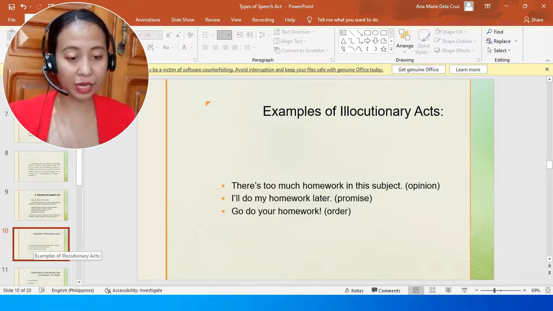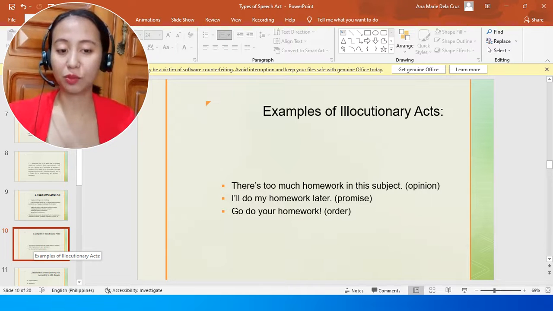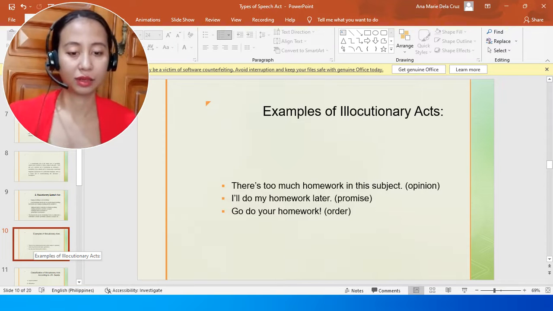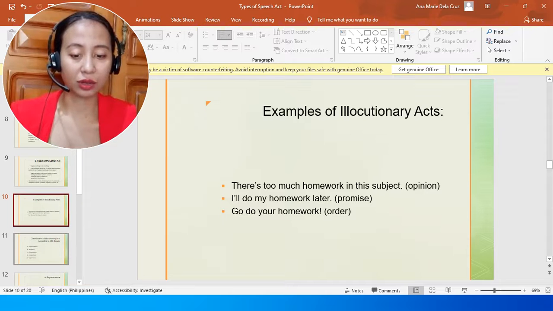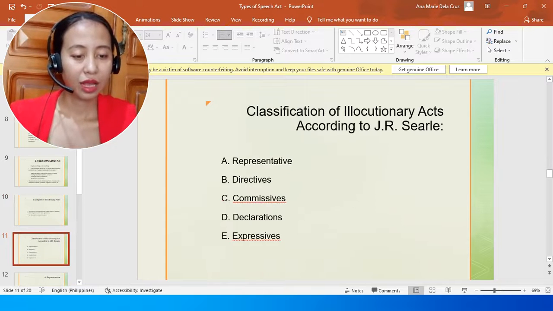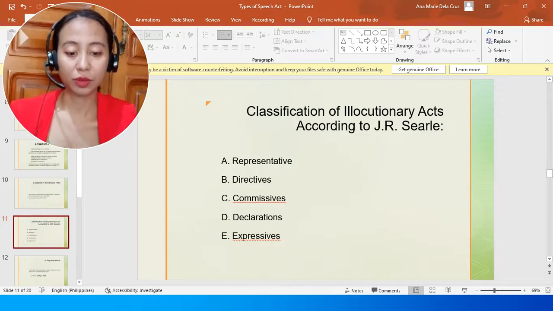We have here examples. "There's too much work in this subject." It is an opinion. "I'll do my homework later." That is a promise. "Go do your homework." That is an order. So those are illocutionary acts, which give force, okay? There are classifications of illocutionary acts according to J.R. Searle: representatives, directives, commissives, declarations, and expressives.